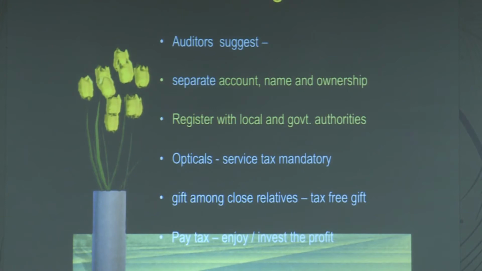You can have it as part of your practice, but generally auditors suggest to segregate the optical business. So separate accounts, separate names, separate ownership will help. So it can be run in your wife's name or mother's name, and register with the local and government authorities. Very important to have a trade license, and also register with GST. Very important, because GST is one major issue for all trade. And so your relative, or whoever's name you have registered, they can gift the profit to you, and gift among close relatives is tax free. So you can enjoy this as a tax free gift. And even if the profit comes to you, pay the tax and enjoy or invest the benefit. Show a lot of expenses within the opticals. So this can actually take care of your airfare expenses.